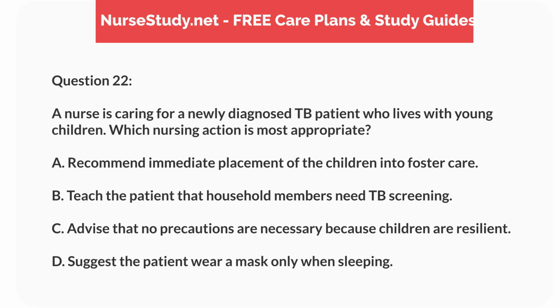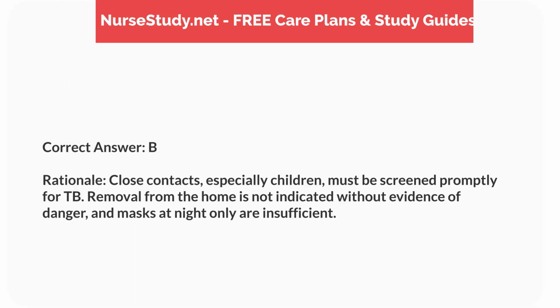Question 22. A nurse is caring for a newly diagnosed TB patient who lives with young children. Which nursing action is most appropriate? A. Recommend immediate placement of the children into foster care. B. Teach the patient that household members need TB screening. C. Advise that no precautions are necessary because children are resilient. D. Suggest the patient wear a mask only when sleeping. Correct answer, B. Rationale: close contacts, especially children, must be screened promptly for TB. Removal from the home is not indicated without evidence of danger, and masks at night only are insufficient.